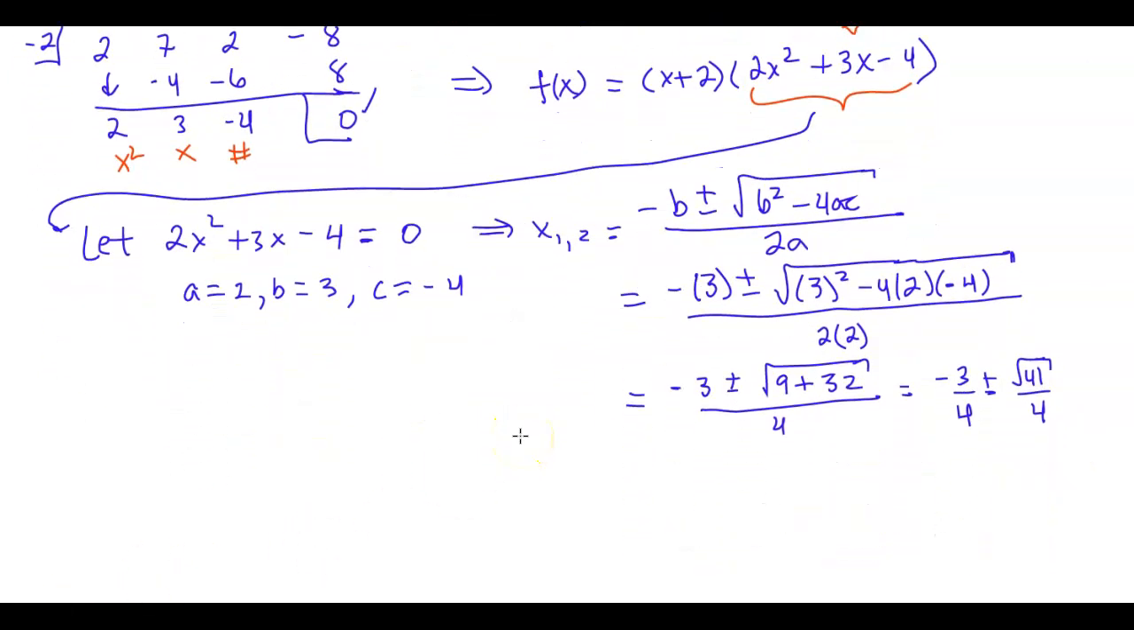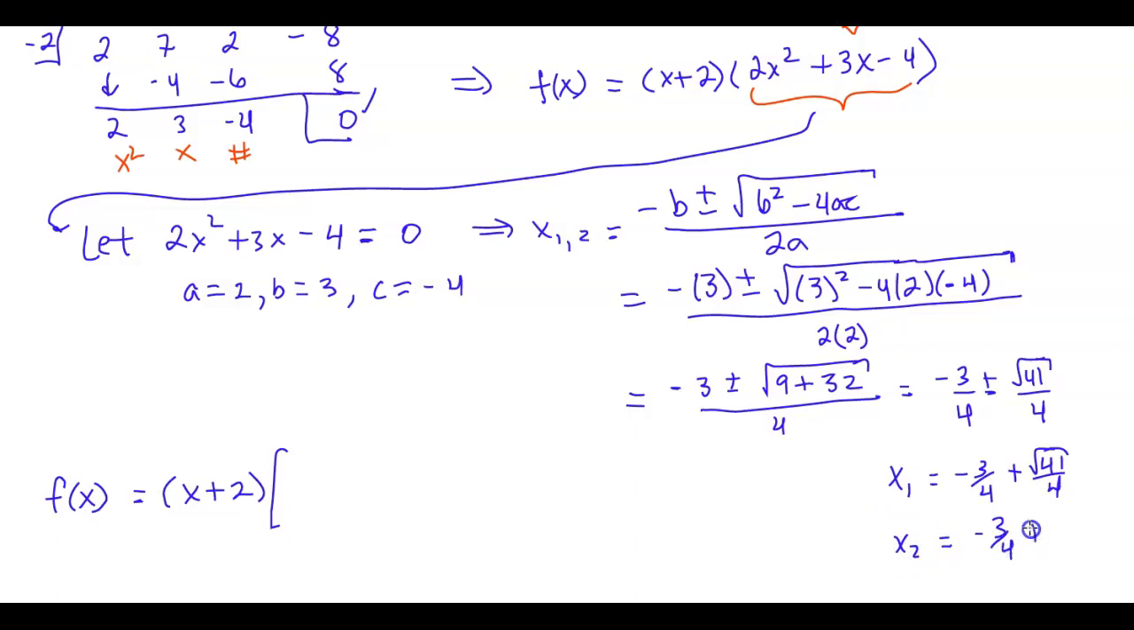So now that we know that, we can now say that our function can be factored down as x plus 2 times, and so here, since our first zero, and I'll write it this way, this first one here is going to be negative 3/4 plus square root of 41 over 4. And the second one is going to be like this. And that should be a minus, not a plus, so I'll change that.